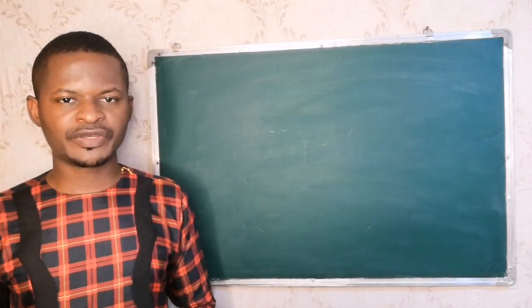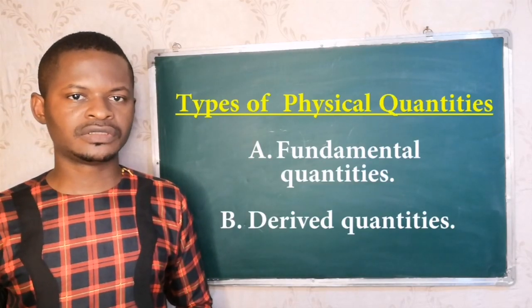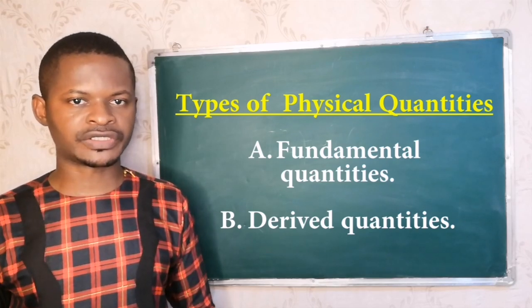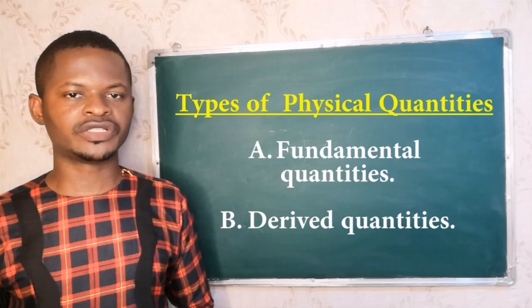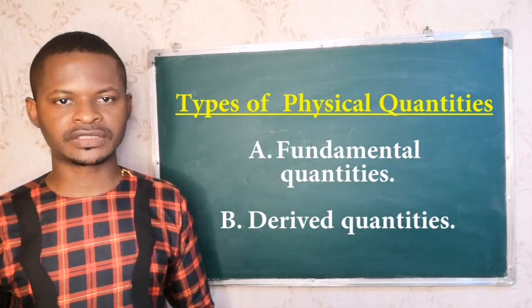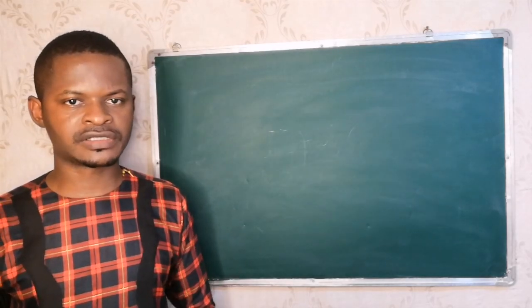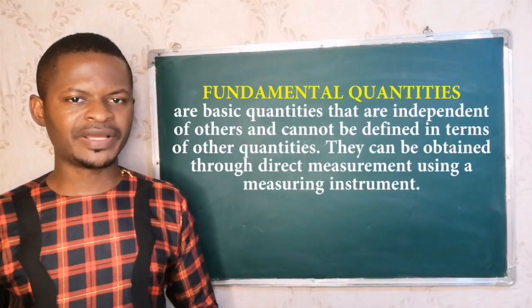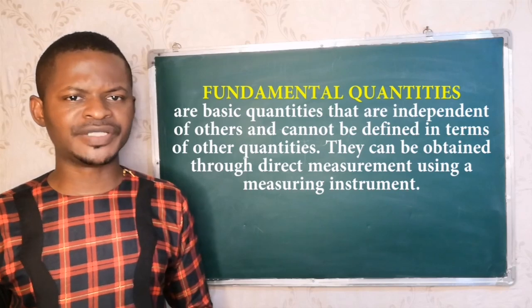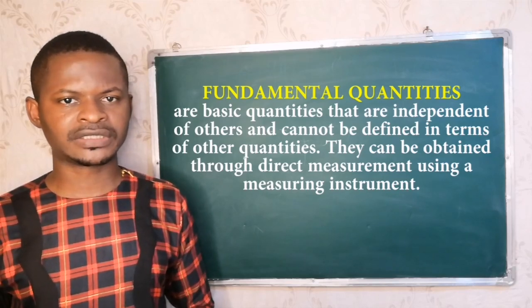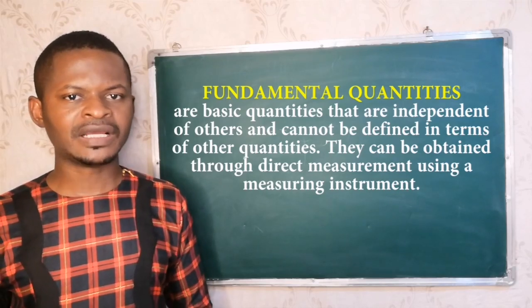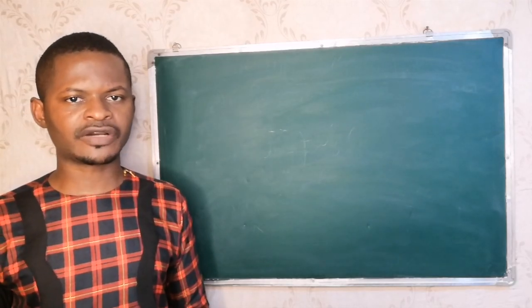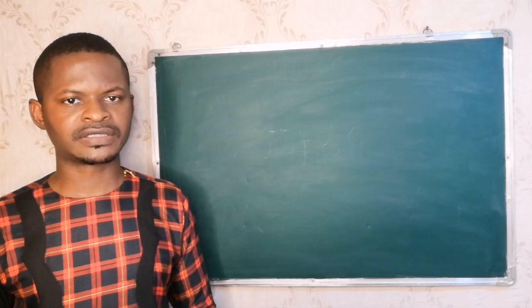So physical quantities can be grouped into two based on their definitions and then their relationship with other physical quantities. And so we have fundamental quantities and derived quantities. Now let's look at fundamental quantities. Fundamental quantities are basic quantities. They are independent of other quantities and they cannot be defined in terms of other quantities. They can be obtained directly by the use of measuring instruments. And the unit of measuring fundamental quantity, we call it fundamental units.